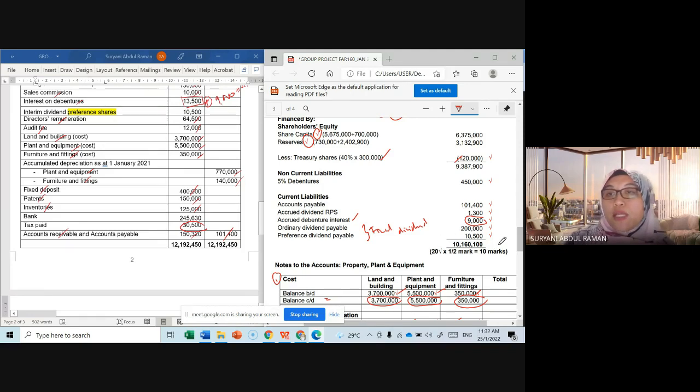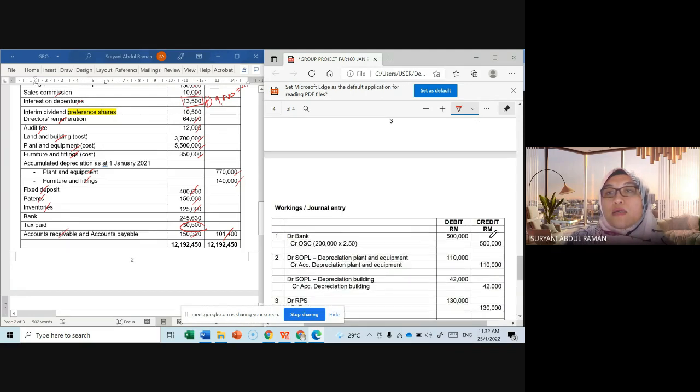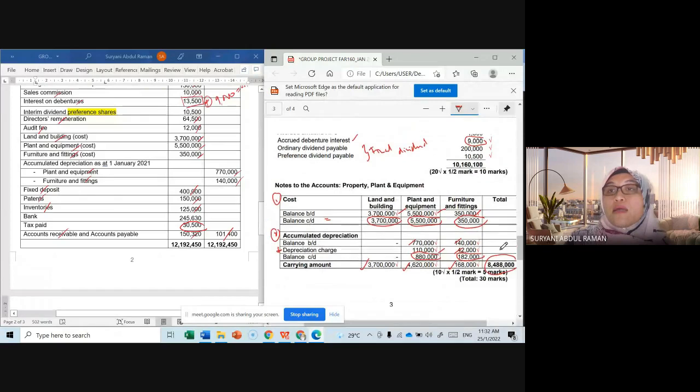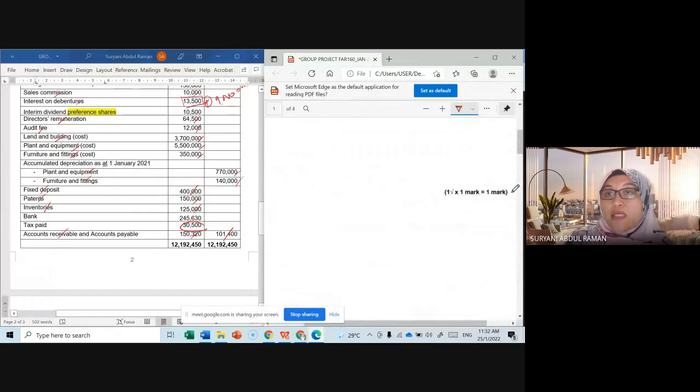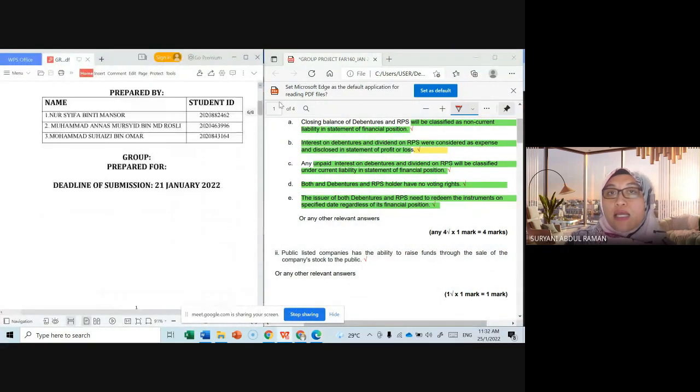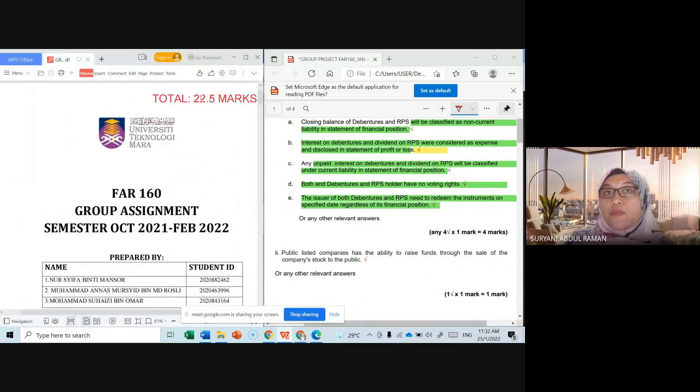So 20 ticks, you get 10 marks. Total for question part B is 30 marks. Total for part A is 5 marks. So overall 35 marks. I will put each group's answer at the top. Okay, this one, alhamdulillah, passed. Out of 35 marks, the minimum you need is 17.5. I have shared the marks for each group in your group chat.